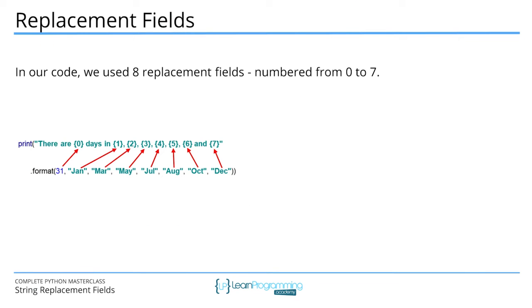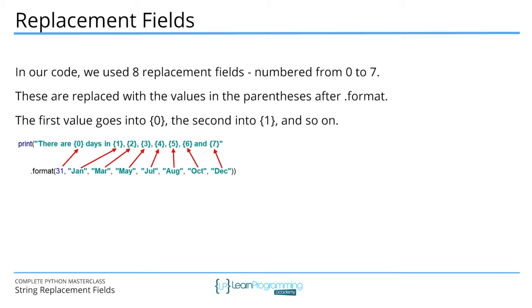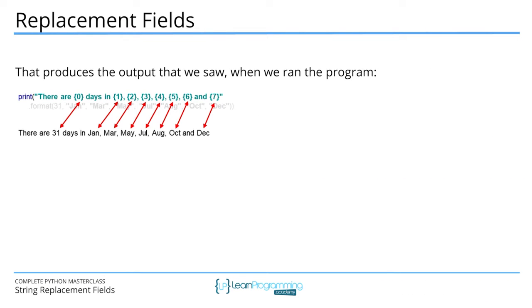So in our code, we used 8 replacement fields numbered from 0 through 7. These are replaced with the values in the parentheses after the dot format. So the first value goes into the replacement field 0, which again is defined with a left curly brace, a number, and a right curly brace. So the first value goes into replacement field 0, the second into 1, and so on. And that produces the output that we saw when we ran the program.